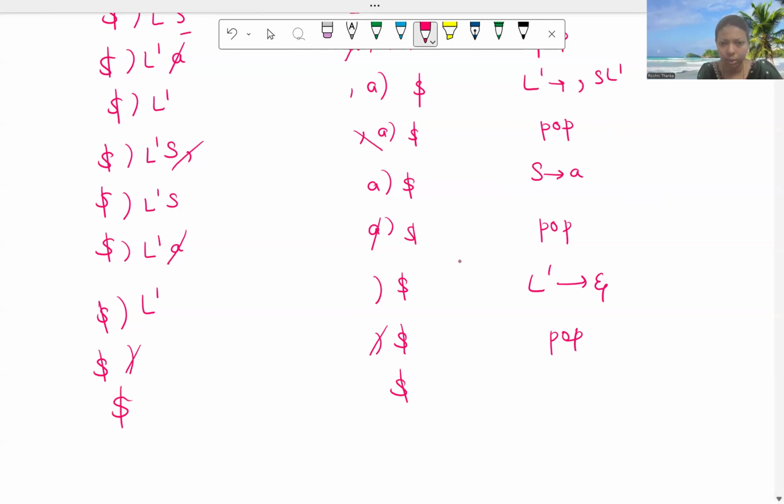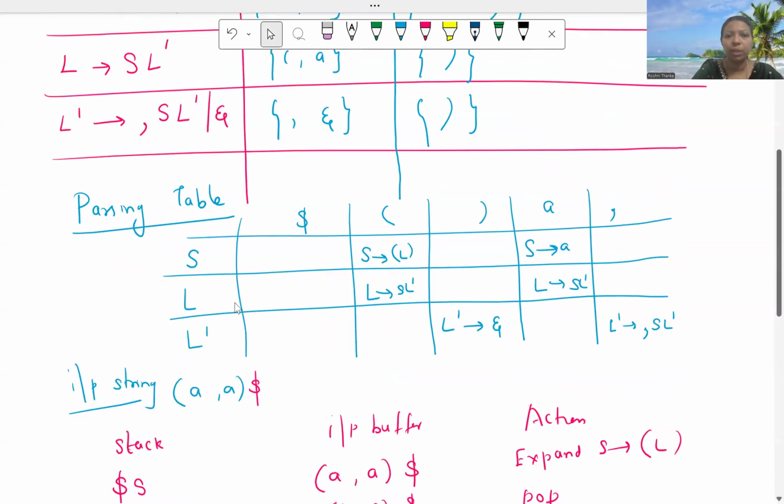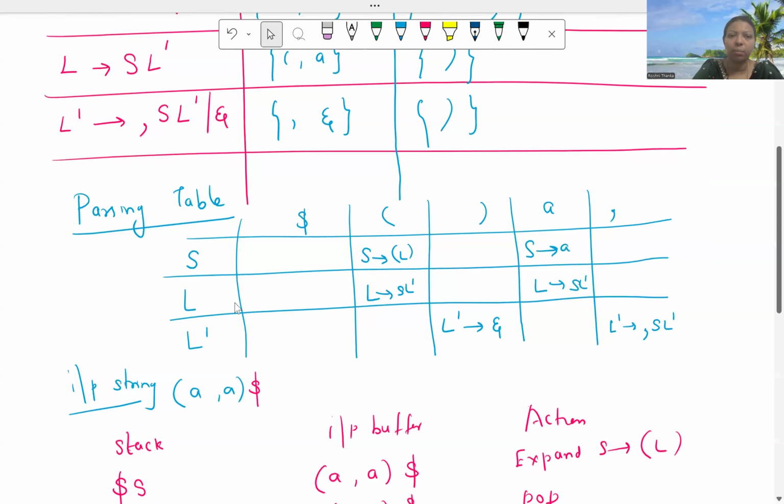You know already according to the algorithm of LL1 parser, when you get dollar in both the places, the stack as well as the input buffer, finally you can say accept. That means you are able to derive this input from this context-free grammar. So this is actually syntactically correct. That is what the understanding is. So the checking process, we call it parsing.